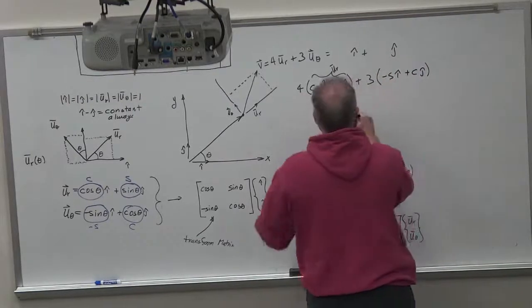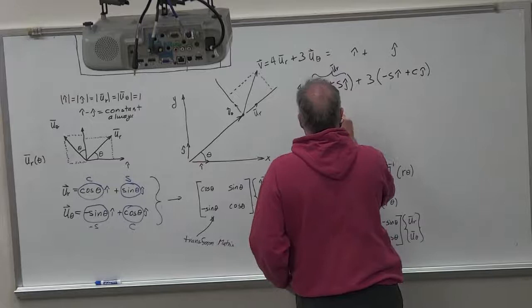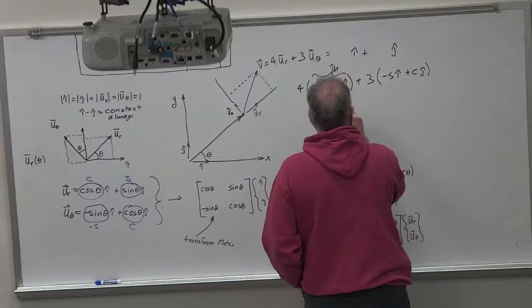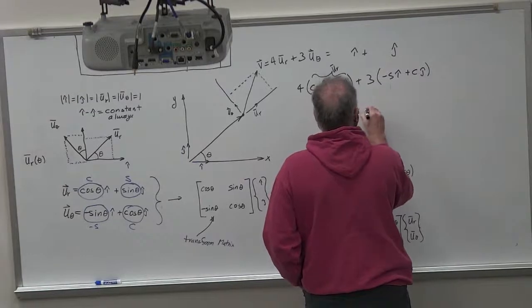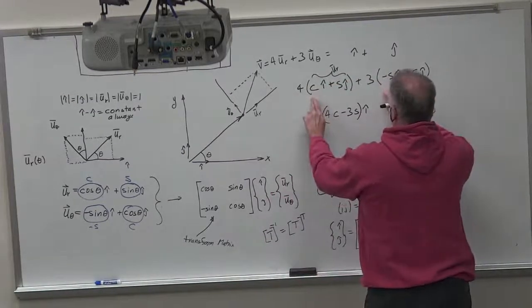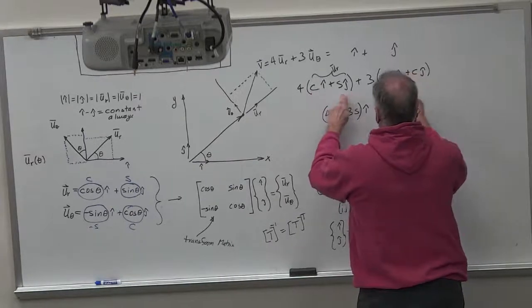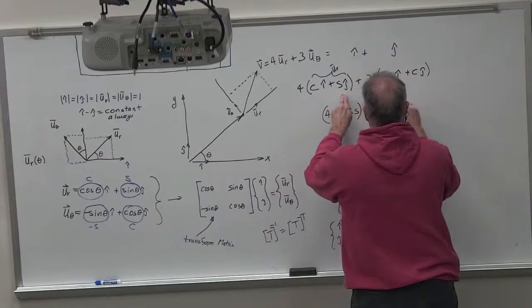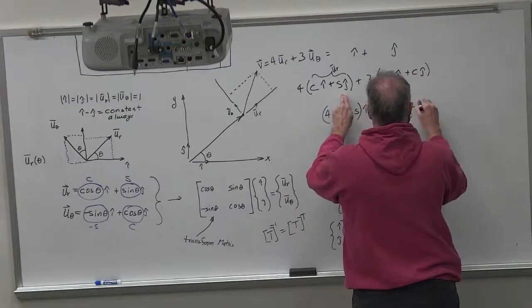Then you can combine these and you'll get 4 cosine i minus 3 sine i. So you are combining the i's, and I combine the j's: 4 sine, 3 cosine.